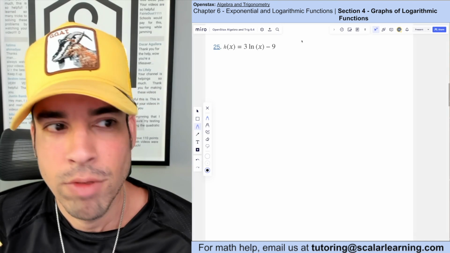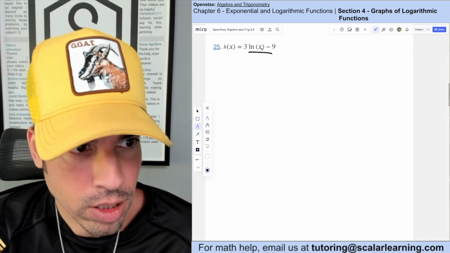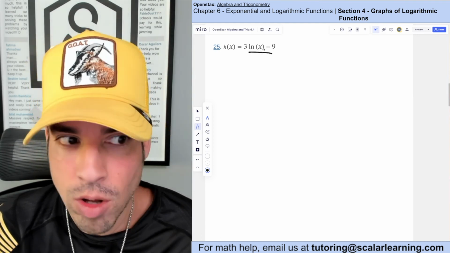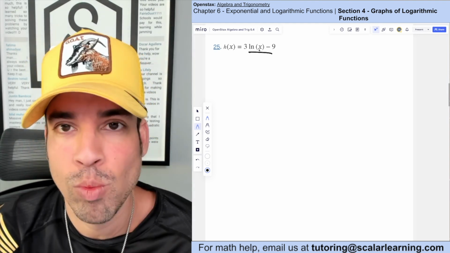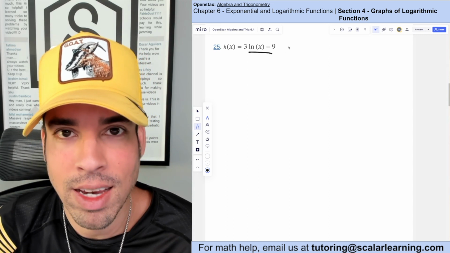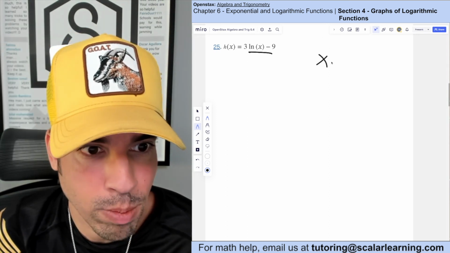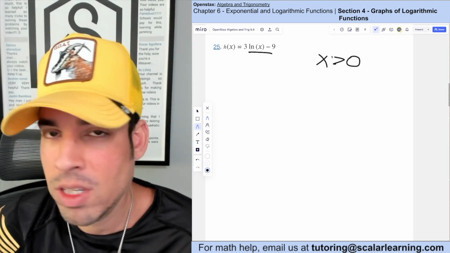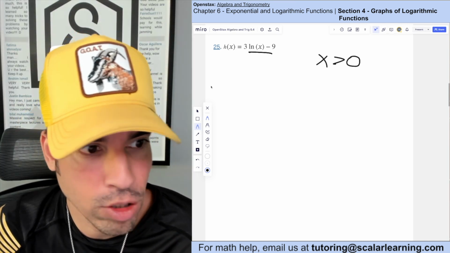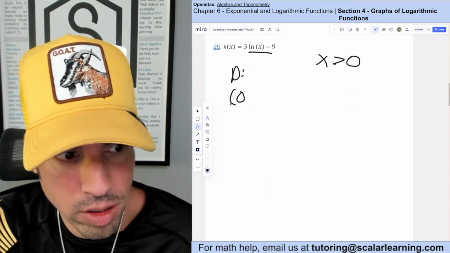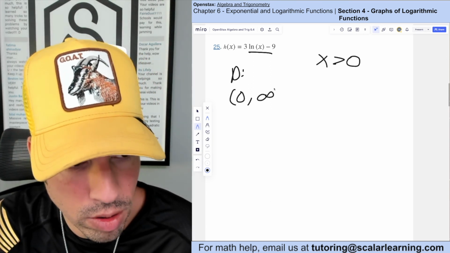Boom, done. For this one, we're going to start with the domain, which is everywhere that x can and cannot be, really. So we're talking about a logarithm and taking x as an input. Well, logarithms cannot take anything that's negative or 0 in, which means that this input x must be greater than 0. And there's nothing to really isolate. This is it. This is the domain, which means my domain is from 0, not including 0, hence the curved parentheses, all the way to infinity.